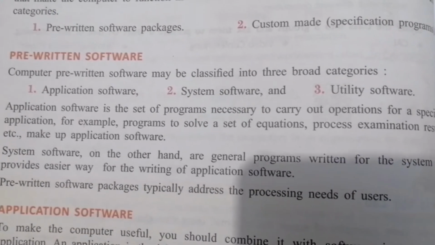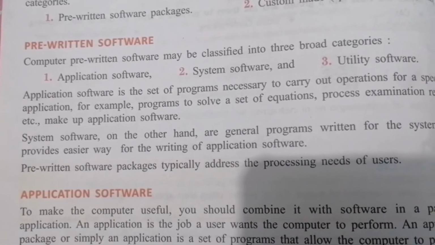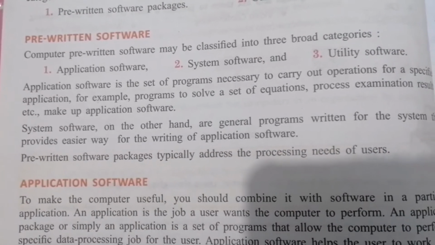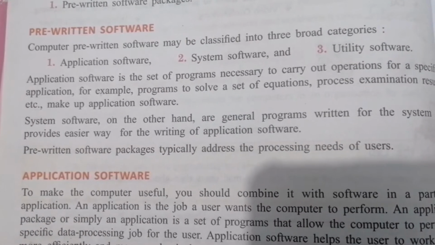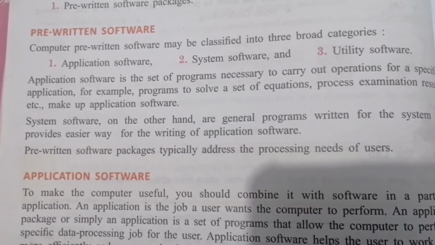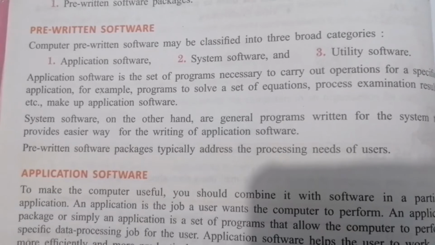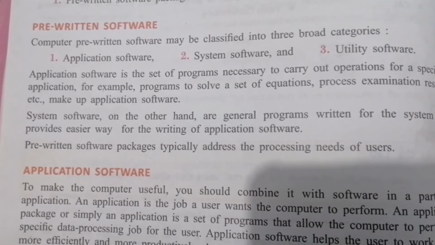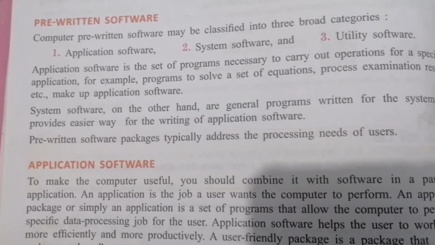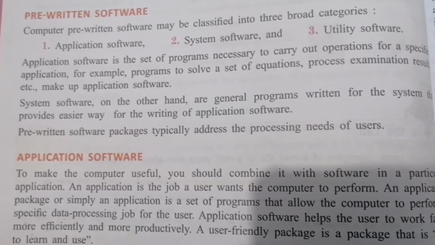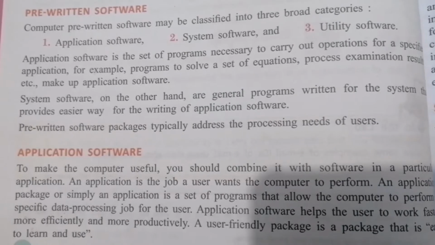1. Application software. 2. System software. 3. Utility software. Application software is the set of programs necessary to carry out operations for a specified application. For example, programs to solve a set of equations, process examination results, etc., make up application software. System software, on the other hand, are general programs written for the system that provide an easier way for the writing of application software. Pre-written software packages typically address the processing needs of users.